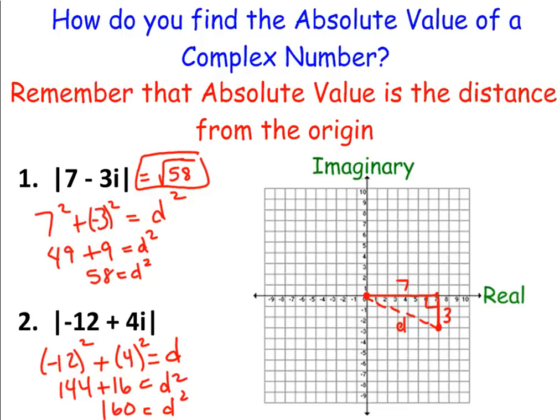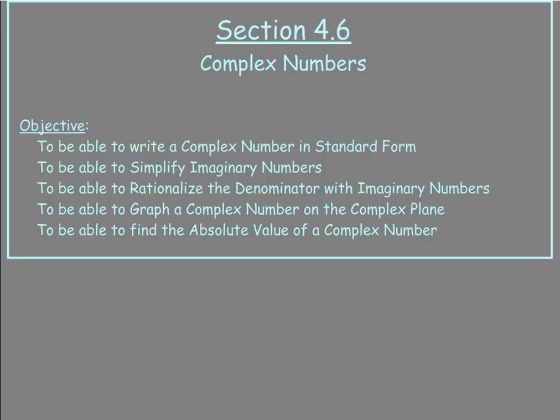Let's get rid of my little picture here. If I take the square root of both sides, again we want the positive, we're going to get the square root of 160. But I know that's 16 times 10, so my answer would be 4 root 10, and that would be the absolute value of a complex number.